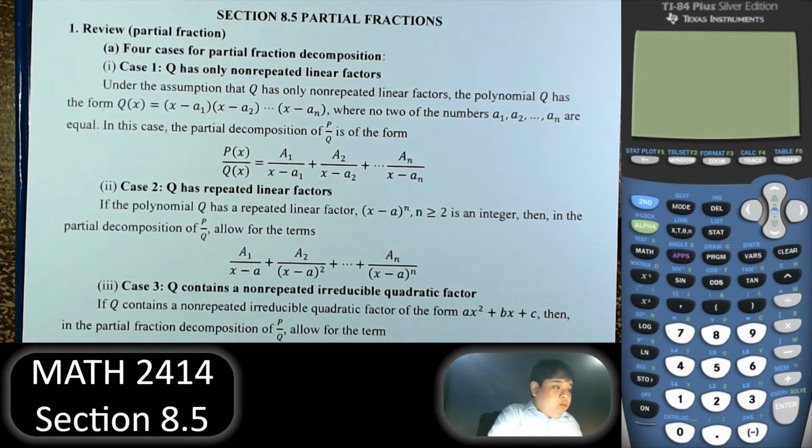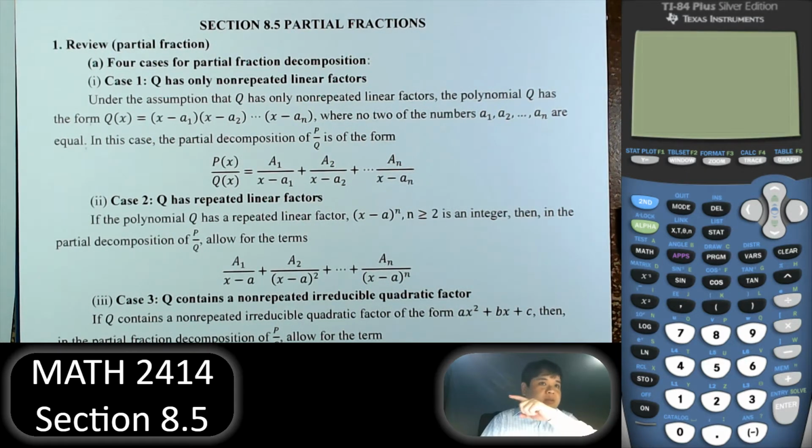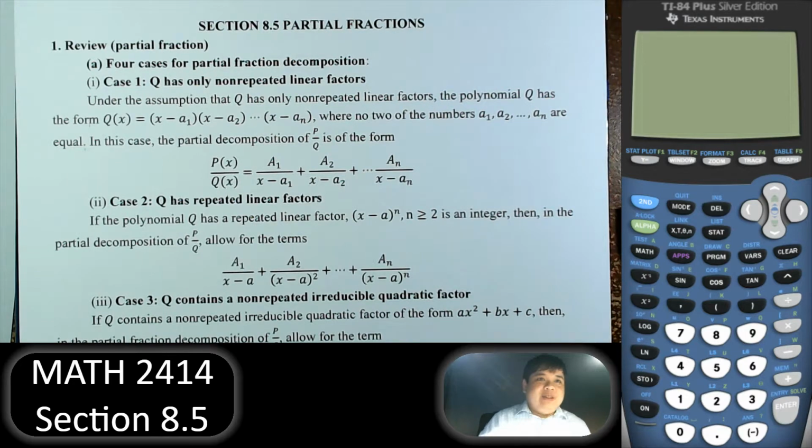But before we go to the integration, let's do the partial fraction first. In this section, we use the calculator a lot. So on that side, make sure you have the calculator there.